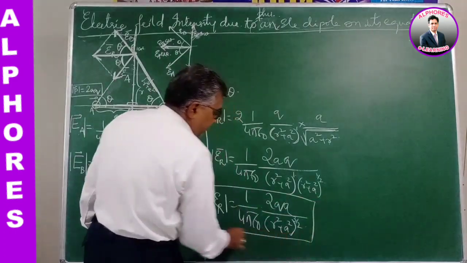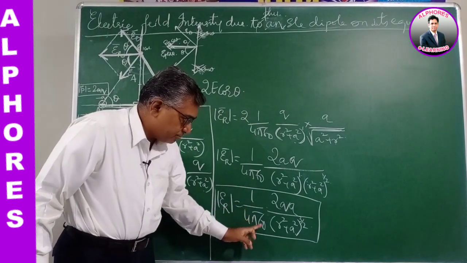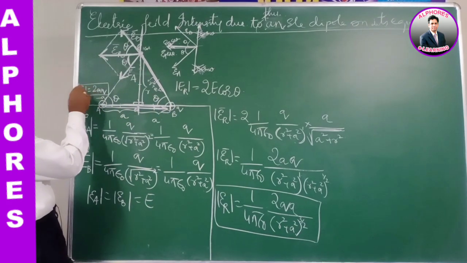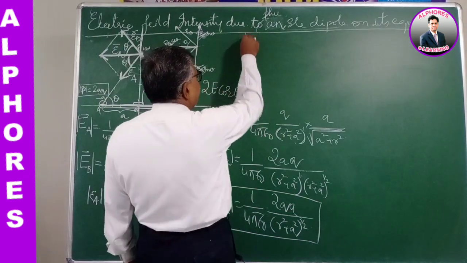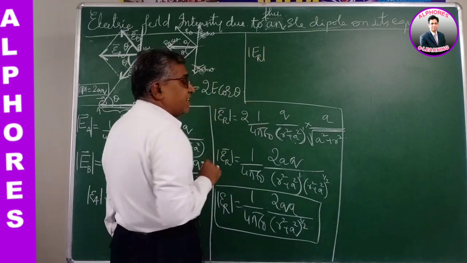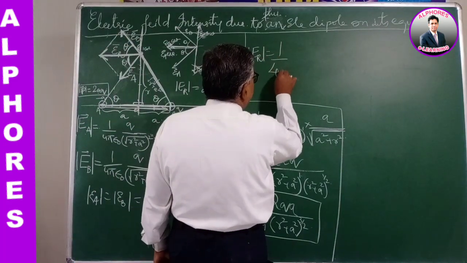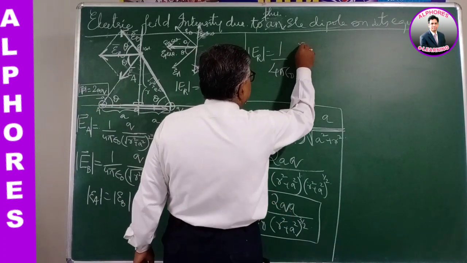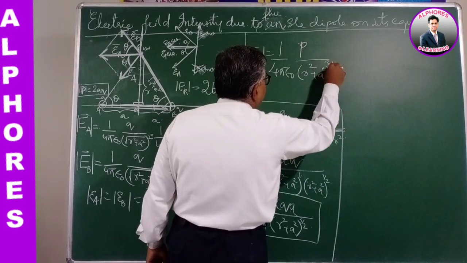So the magnitude of the resultant electric field at any point on the equatorial line is 1 by 4 pi epsilon naught, 2QA by R square plus A square whole power 3 by 2. But 2QA, we know, is the dipole moment of the dipole. So therefore, the resultant electric field intensity at any point on the equatorial line is 1 by 4 pi epsilon naught times the dipole moment P by R square plus A square whole power 3 by 2.